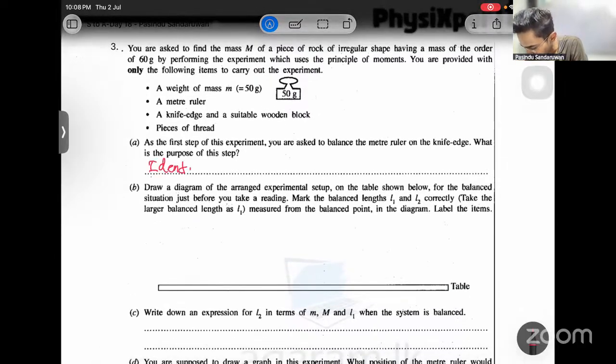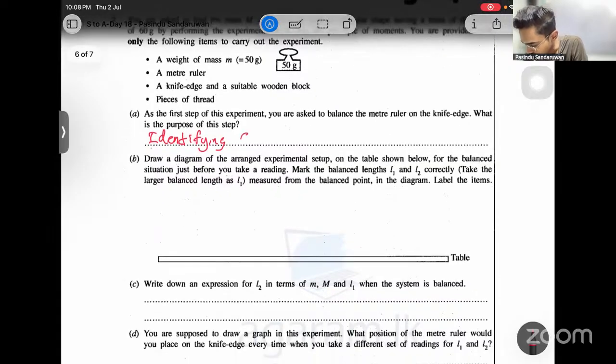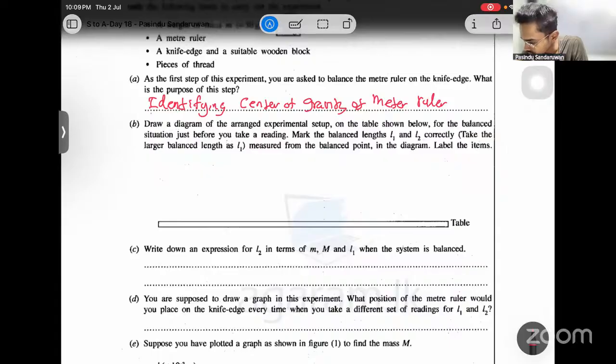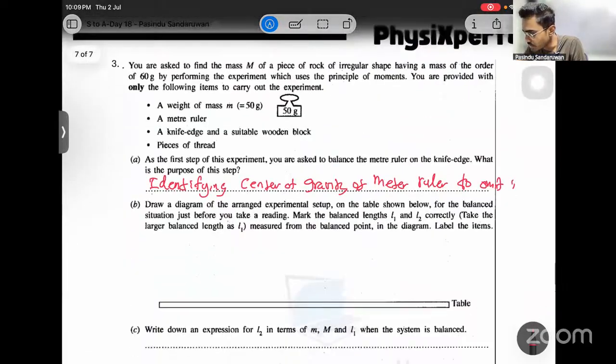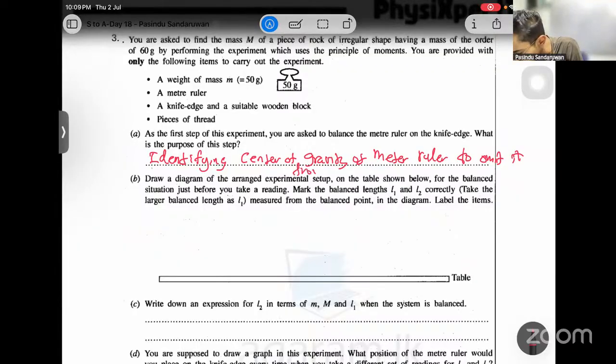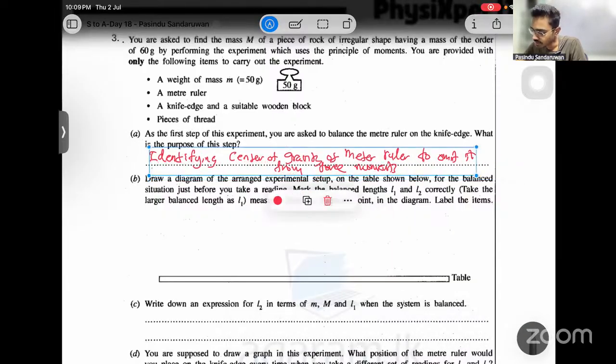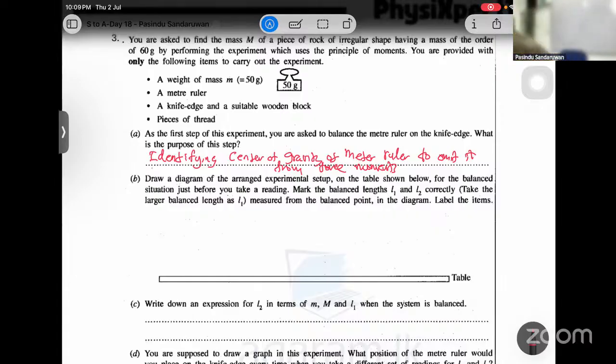Identifying the center of gravity of the meter ruler, to omit it from force moments.